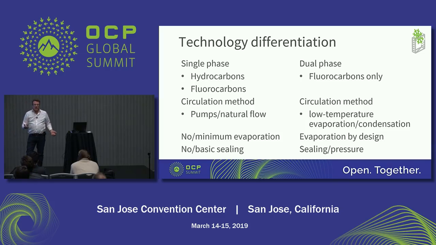Natural convection circulation is not only applied in two-phase. Two-phase is a great example of natural convection because it evaporates. So it's gravity doing its work and physics doing its work. That can also be applied in single-phase, also with both types of liquids. Pumping is not prohibited to hydrocarbons. It's also used with fluorocarbons. And so there's no immediate relation between one type of liquid and a cooling strategy or a circulation method.